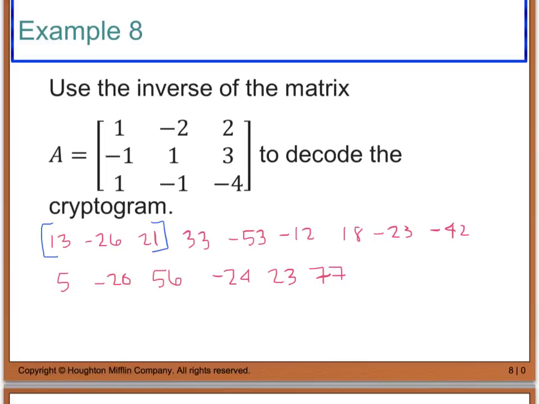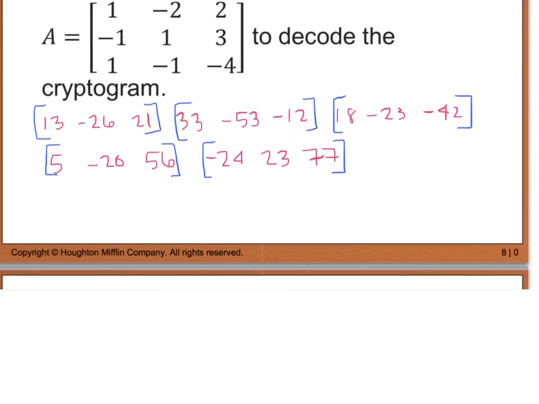So I have 13, negative 26, 21. Then I have 33, negative 53, negative 12. 18, negative 23, negative 42. 5, negative 20, 56. And negative 24, 23, 77. Once I have them all grouped together, I then have to take each individual matrix and multiply it by the inverse of A to come up with my decoded matrix. So let's keep in mind that matrix A is this right here.